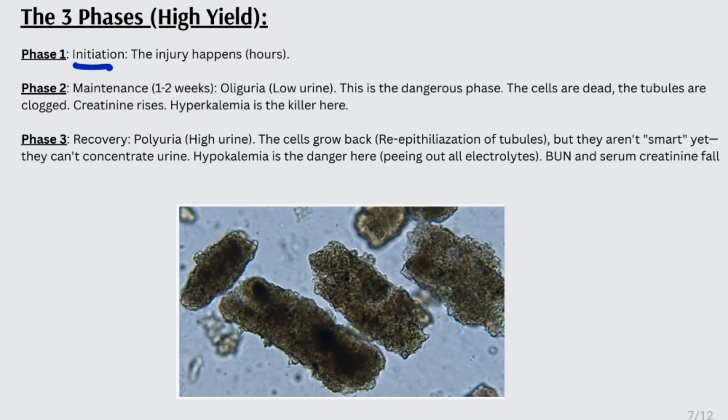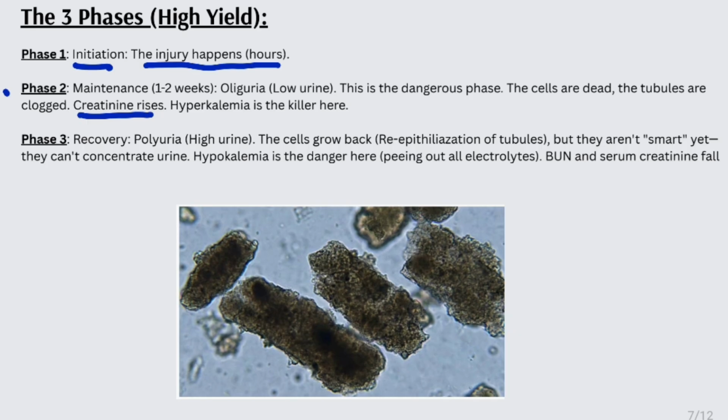The first is the initiation phase, which occurs within hours of the initial insult, whether ischemic or toxic. This is when tubular injury begins. Next is the maintenance phase, which typically lasts 1 to 2 weeks. This is the most dangerous phase, characterized by oliguria and rising serum creatinine.